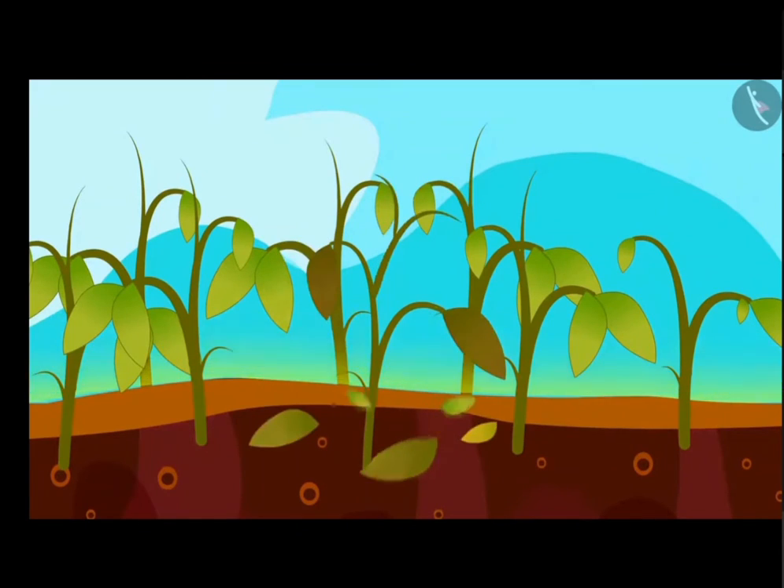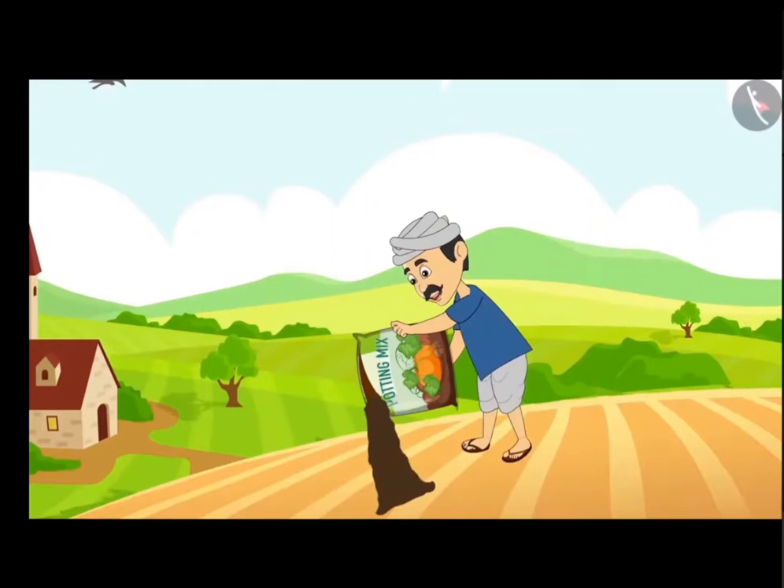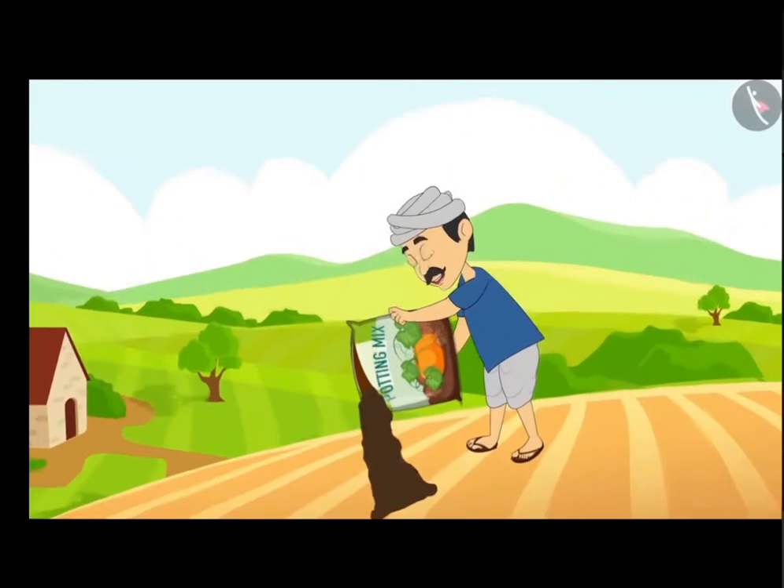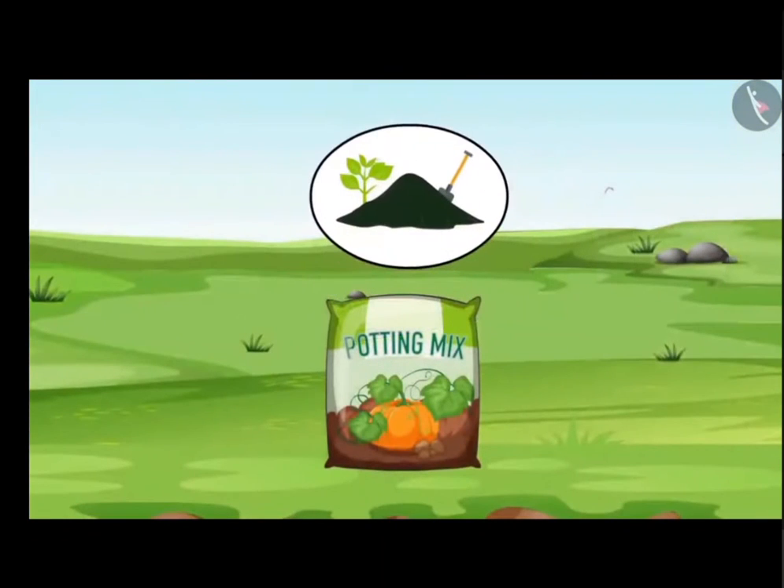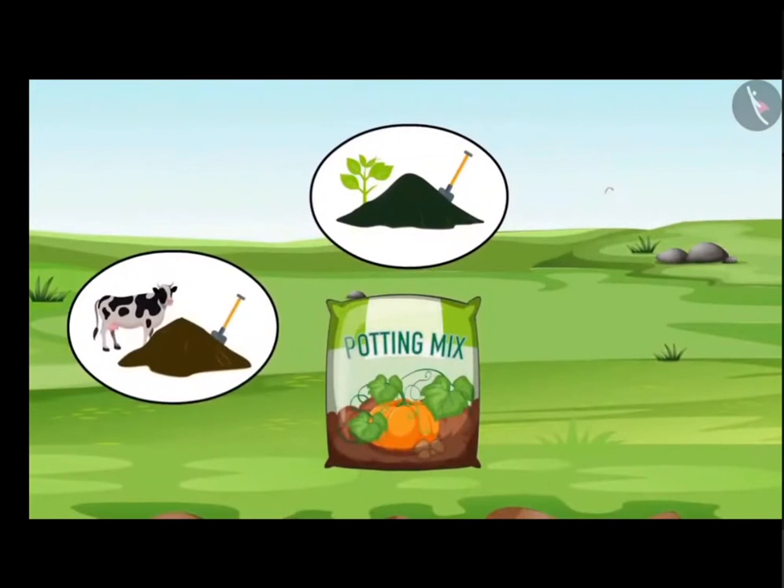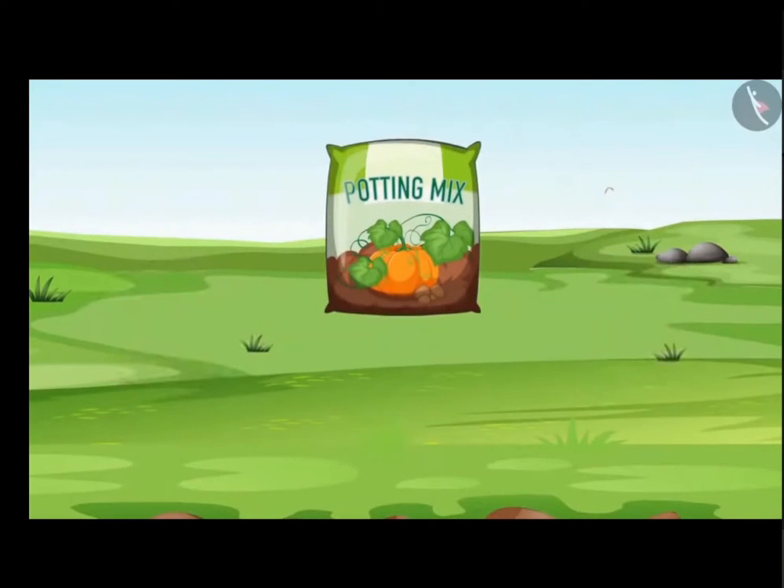Fertilizers are added to the soil to increase yields. Friends, do you know what these manure and fertilizers are? Let's find out. You must have seen farmers adding black matter to the soil before sowing seeds. The same dark matter is called manure. Manure is prepared by decomposing dead plants, animal waste, vegetable waste, etc., which makes the soil rich.